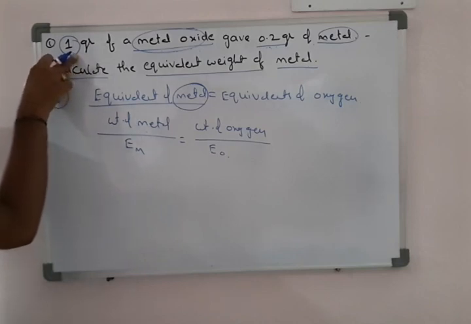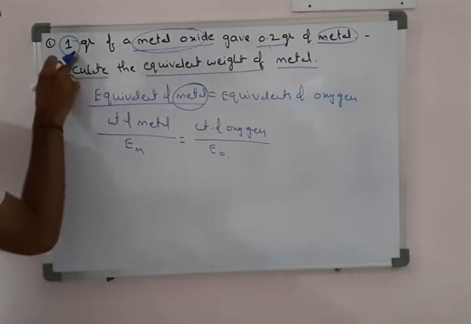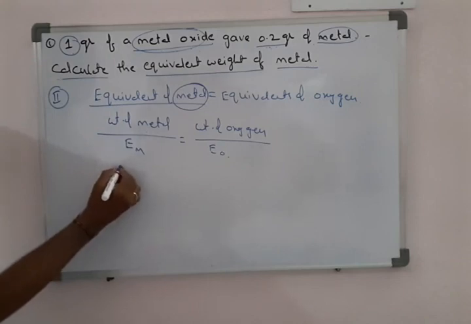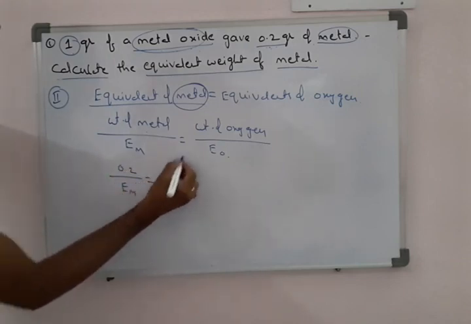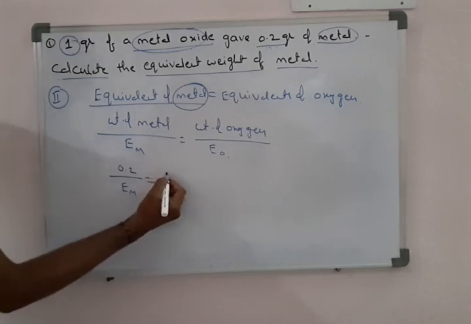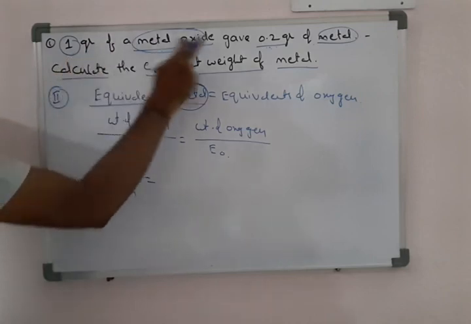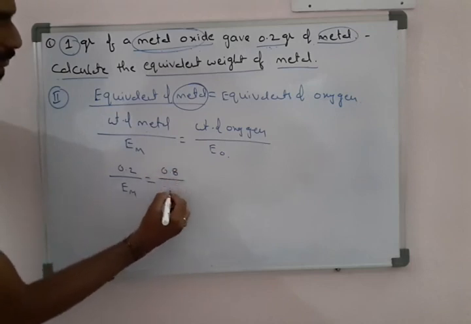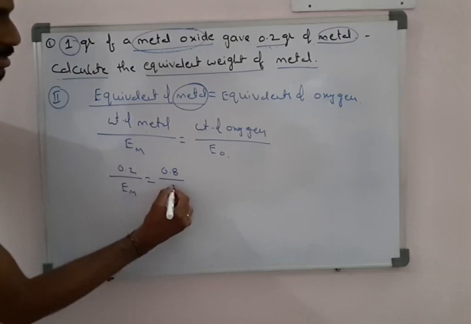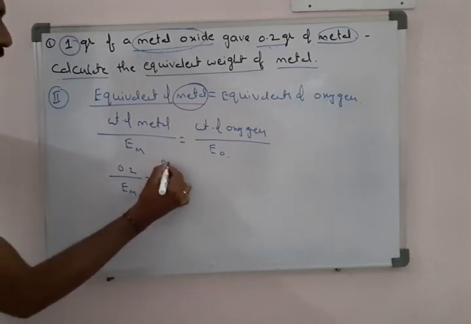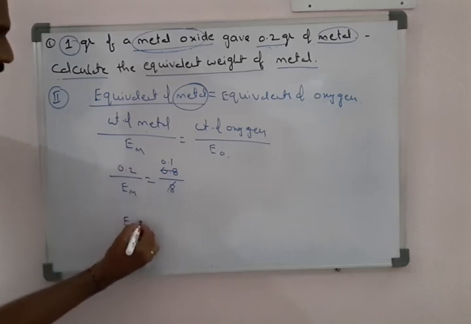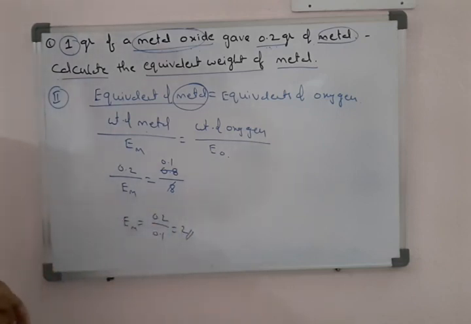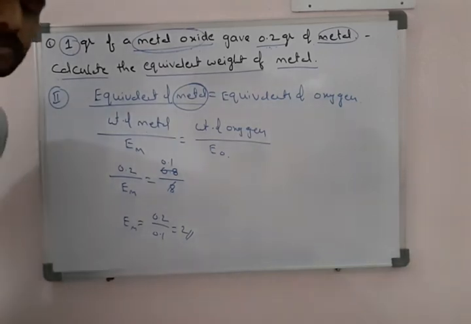So what is the weight of metal here? Important one. It is 1 gram, directly written here, but that is wrong. So 1 gram is the metal oxide. So what is the metal part here? Metal is only 0.2. We need to calculate the equivalent weight of metal. What is the weight of oxygen? The weight of metal oxide is 1, metal is 0.2, so subtracting 1 minus 0.2 we get 0.8. The equivalent weight of oxygen is equal to 8. Therefore the equivalent weight of metal is equal to 2. So this is an alternate method to calculate it. Generally we follow this second method for further problems.